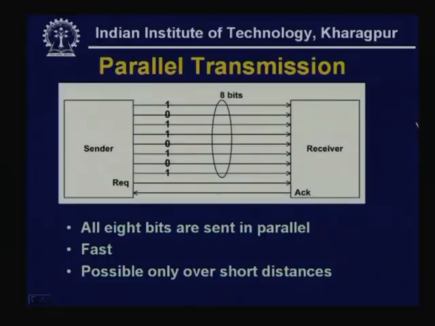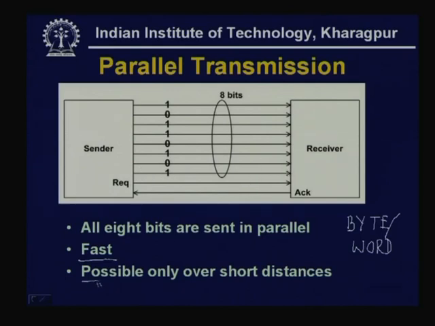In the parallel transmission technique, as you can see, a number of bits, usually a byte or a word, is sent in parallel. A word can be 8 bit, 16 bit, 32 bit, or 64 bit, depending on the size of the processor. All the bits are transmitted in parallel between the sender and receiver. Obviously, whenever you transmit data in this manner, it is very fast, because all the bits are going simultaneously.